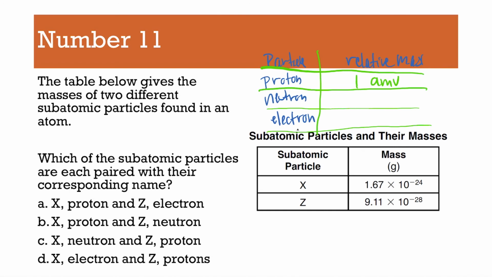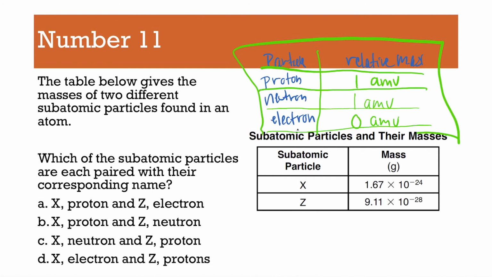And then when they weighed the neutron, they're like, oh, well, it's basically the same mass as the proton. So let's also call that 1 AMU. And then by the time they measured the electrons, they were so much smaller compared to the proton and the neutron, they're like, let's just ignore it and call it 0 AMU. So this part you should know.